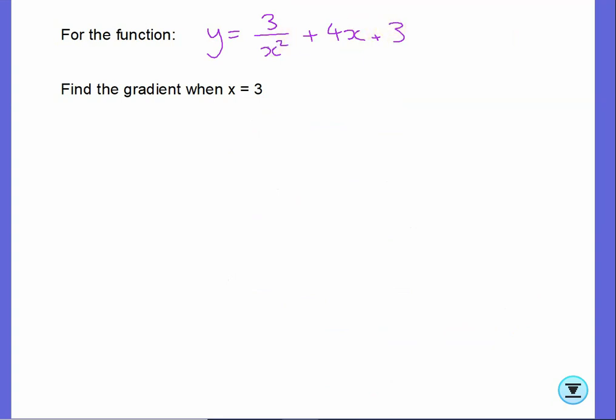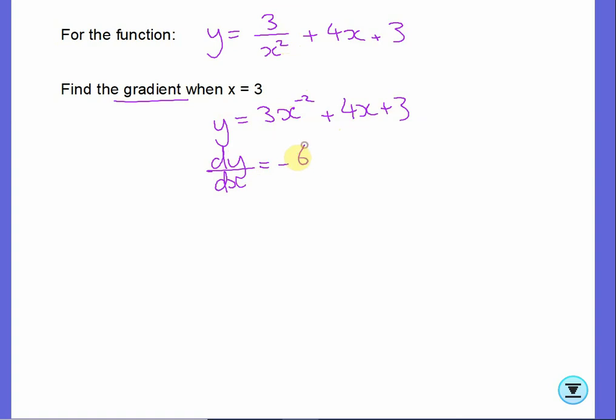This one, we've got to change it. So 3's on top, it stays on top. X to the power of 2, well, if we move it up, the 2 has got to be negative, and we're just going to pop those on again. We need the gradient function to find gradients. That's the gradient function, dy by dx.